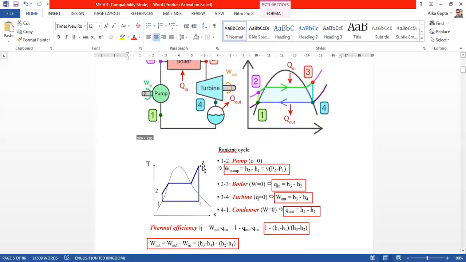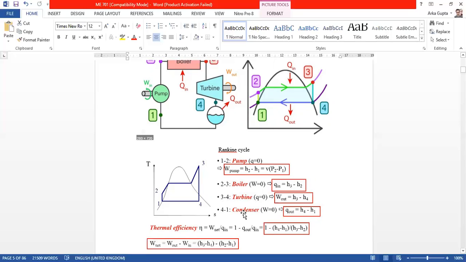Next comes the turbine, 3 to 4 process. In the turbine, heat input or output is generally taken as negligible or tends to 0. So in the turbine, h3 is equal to h4 plus W turbine or W output. So W output is equal to h3 minus h4.